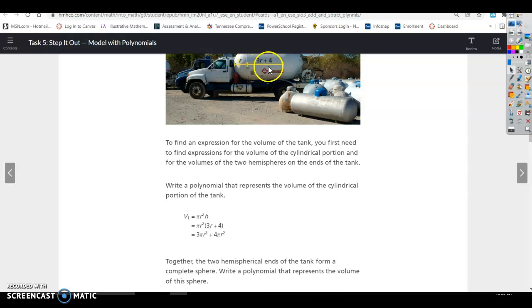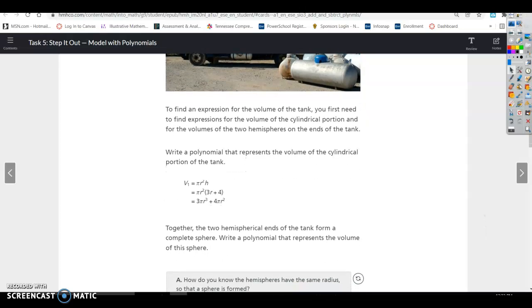H is this height or this distance here. So 3r plus 4 is substituted in for h. So we've got pi r squared times 3r plus 4, and then we're going to distribute the pi r squared to each of these. So it's going to be 3 pi r cubed: r squared times r to the first, same base, you add exponents, remember? We're multiplying now, not adding, so that does change to r cubed. All right, and then 4 pi r squared. So this would be the volume of the center part of the truck here.